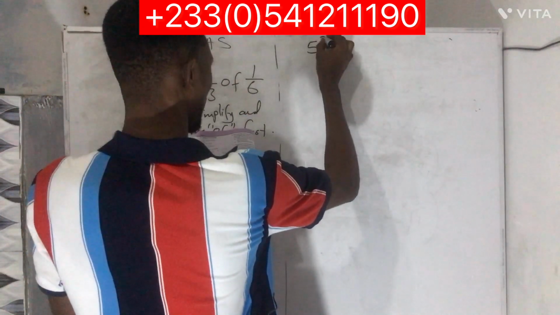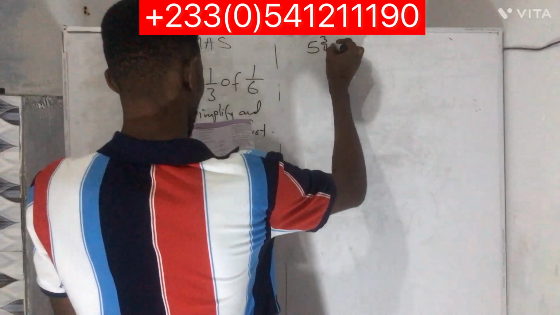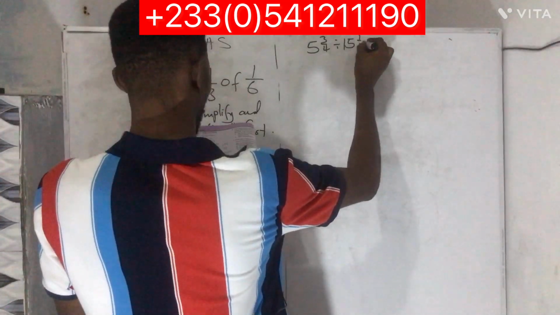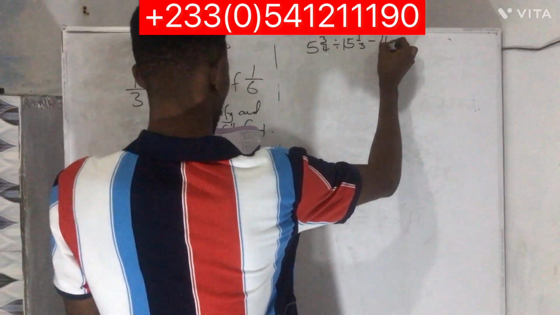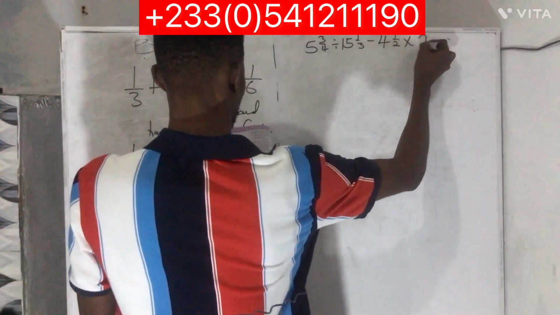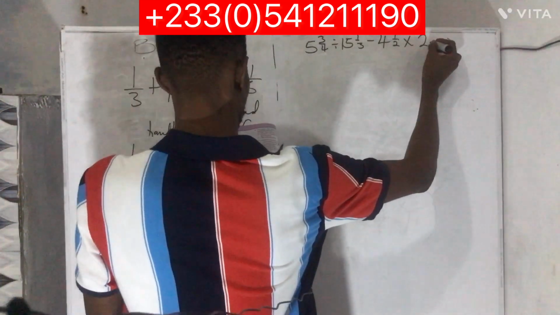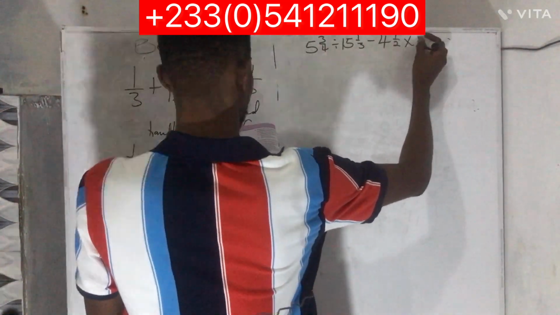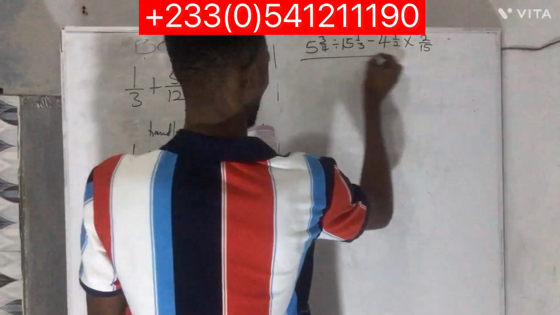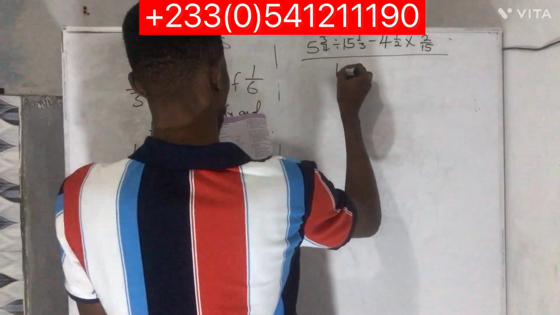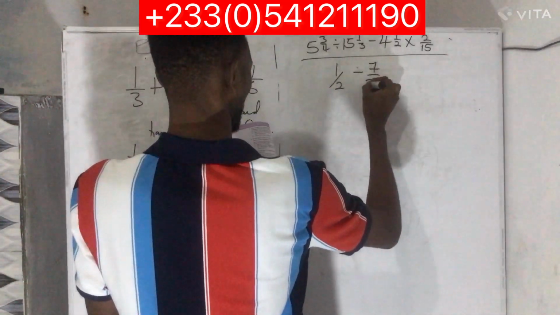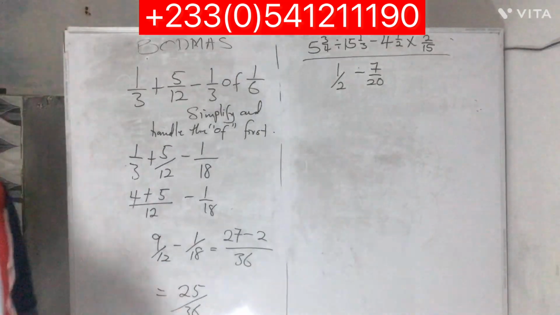5 whole number 3 over 4 divided by 15 whole number 1 over 3 minus 4 whole number 1 over 2 times 2 over 15, all over 1 over 2 minus 7 over 20. So this is the question. This is how the questions come.